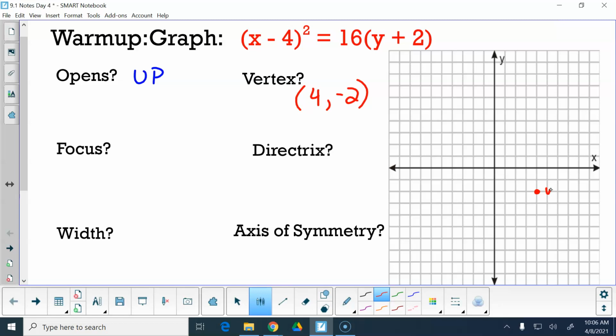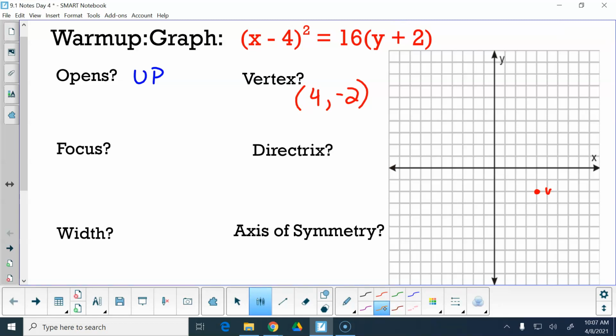NW, talk to me. Got nothing? Oh, yeah, you've been out for the last couple of days. Mason, what do you got for me? What do we do next? Oh, we've got to find the focus. How are we going to find the focus? We find P. Got to find P.